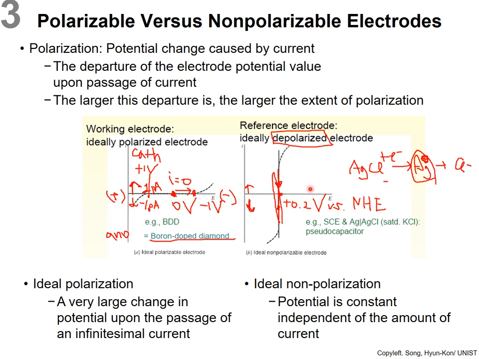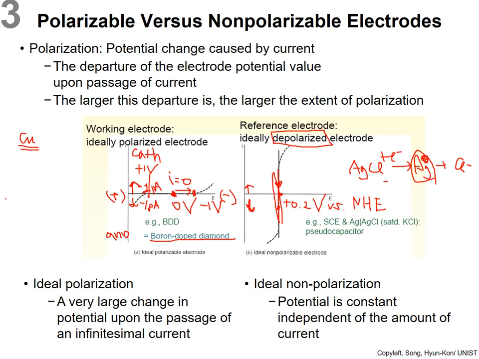Why is this called a depolarizable electrode? Because when you apply any current, the system does not change in terms of the potential, so it is not polarized. However, in the case of a polarizable electrode, you can easily change the potential or voltage values even with a tiny current change. I'd like to give you a more practical example. I have a copper electrode, and my question is, is the copper electrode a polarizable electrode or a depolarizable electrode?